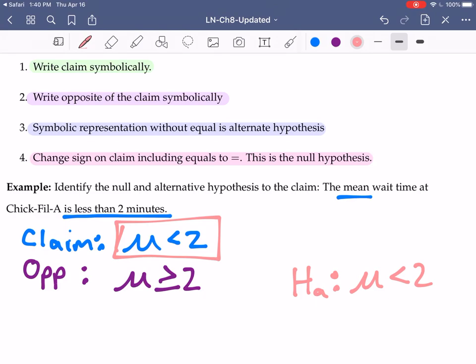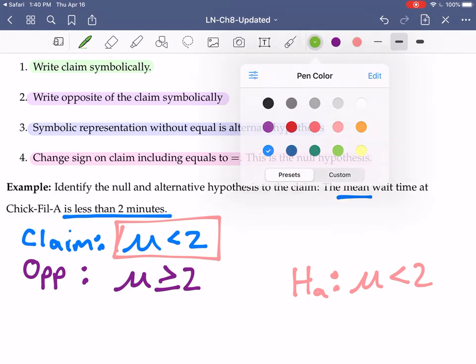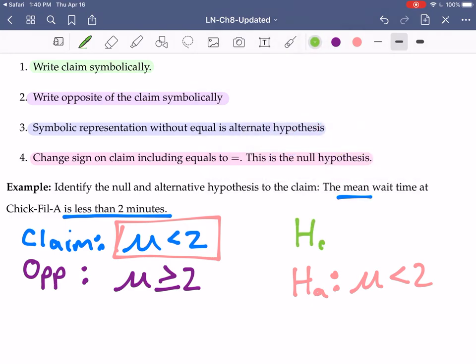Then the null hypothesis. We can get this a couple of different ways, but our alternate hypothesis was that the mean is less than 2. Just change that less than to an equal sign. For the null hypothesis, we use a subscript of an O, like the original hypothesis. So our null hypothesis is the mean is equal to 2. The alternate is the mean is less than 2.